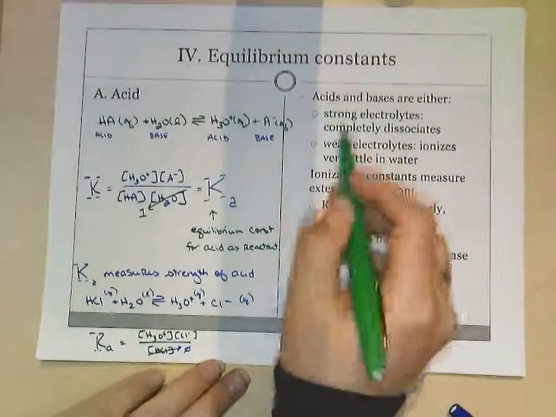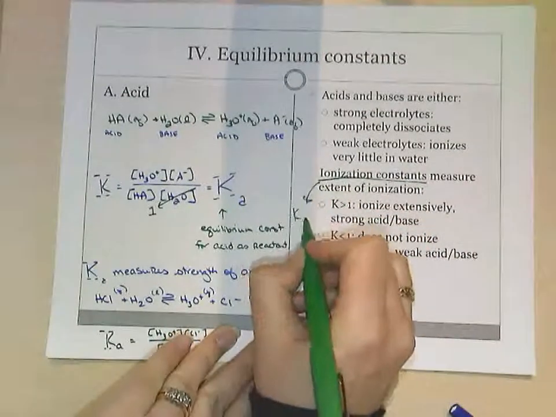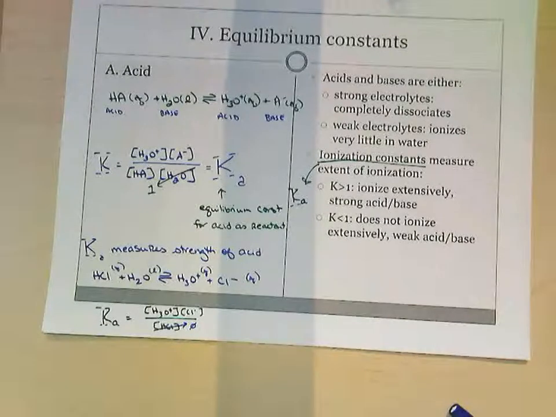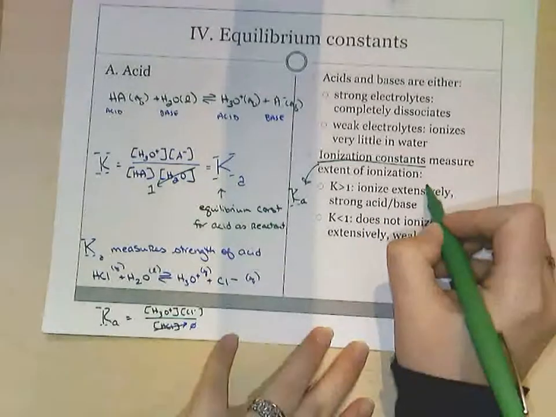That's all just true facts. These ionization constants, these Ka's, measure the extent of the ionization. And so if I've got a K that is greater than 1, it means that it mostly makes products. It ionizes extensively.